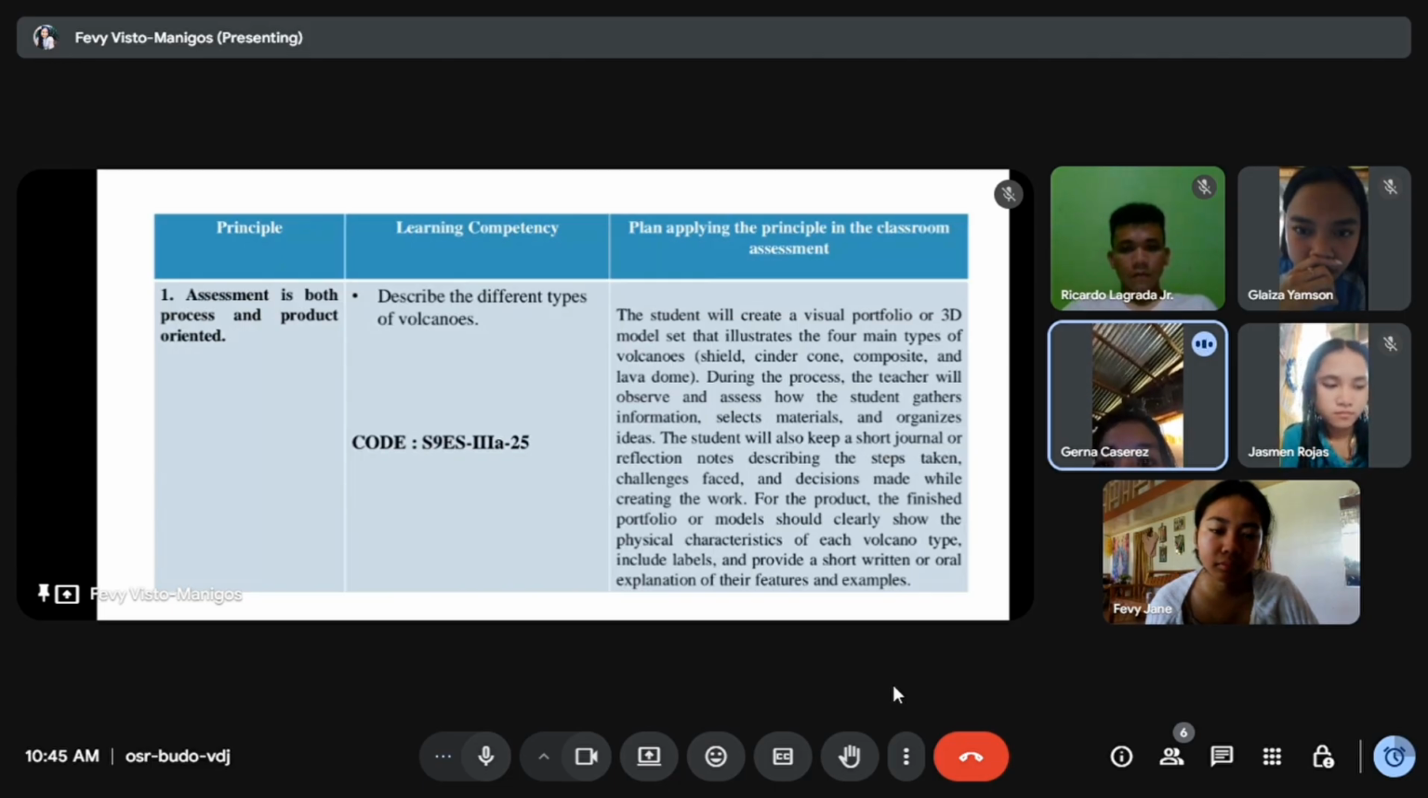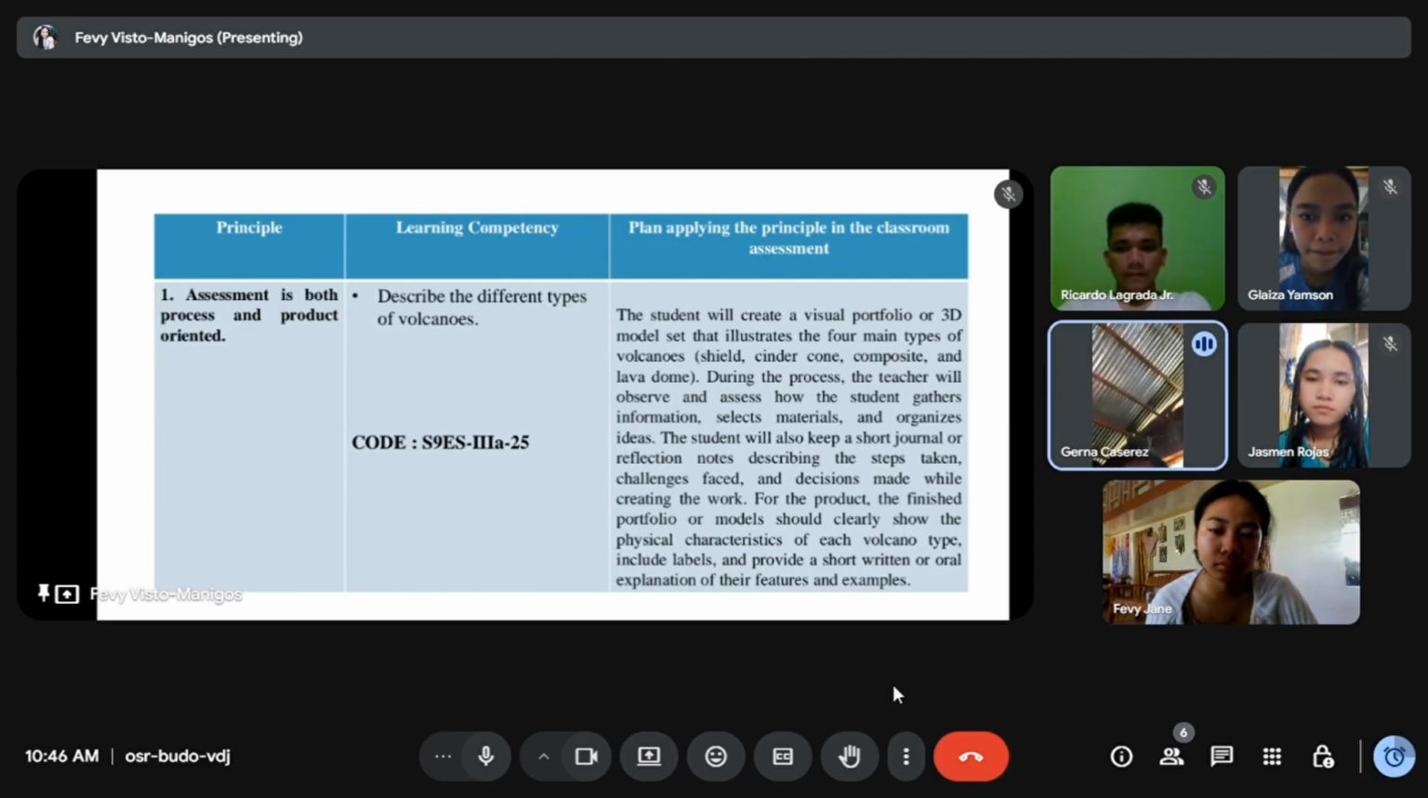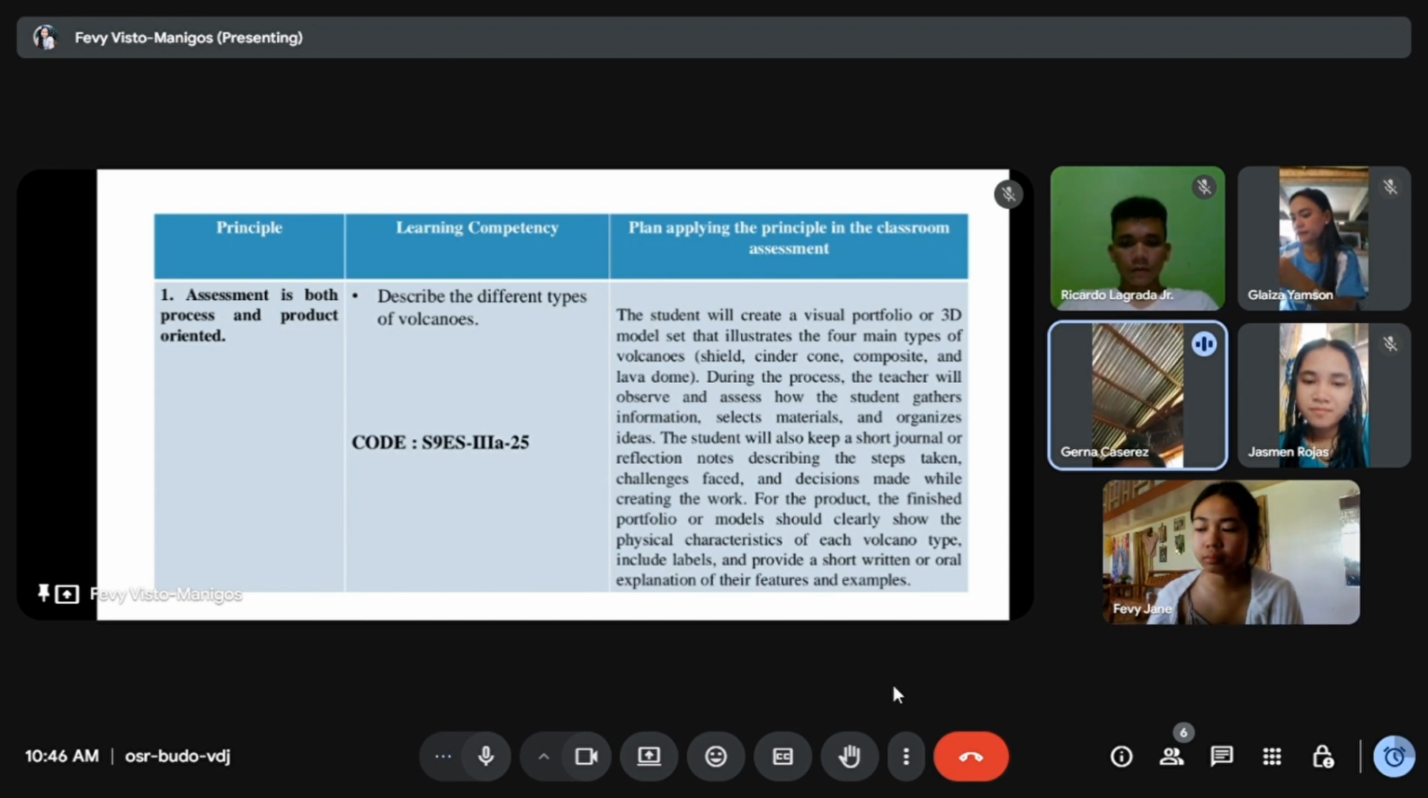During the process, the teacher will observe and assess how the student gathers information, selects materials, and organizes ideas. The student will also keep a short journal or reflection notes describing the steps taken, challenges faced, and decisions made while creating the work. For the product, the finished portfolio or models should clearly show the physical characteristics of each volcano type, include labels, and provide a short written or oral explanation of their features and examples.